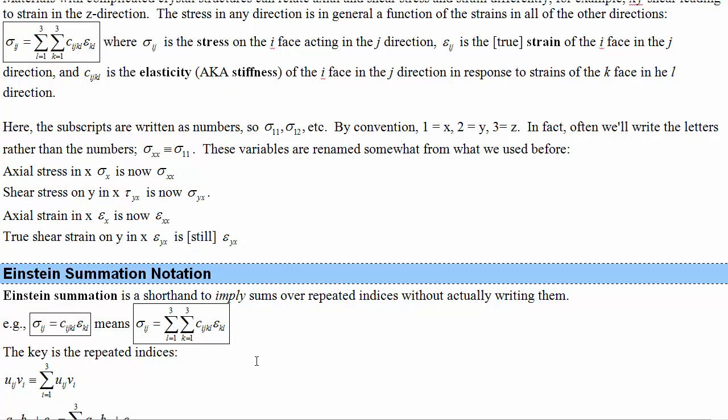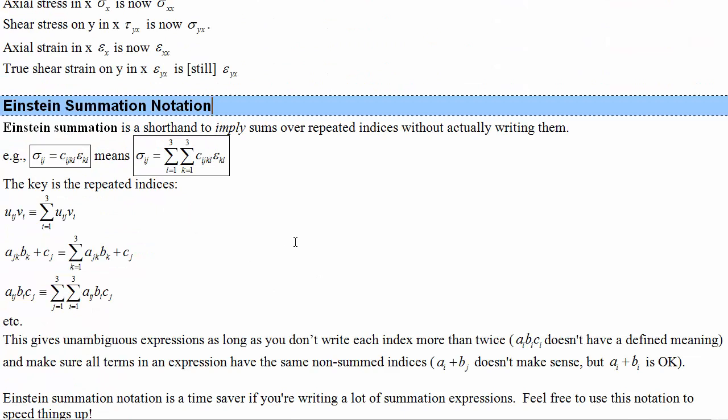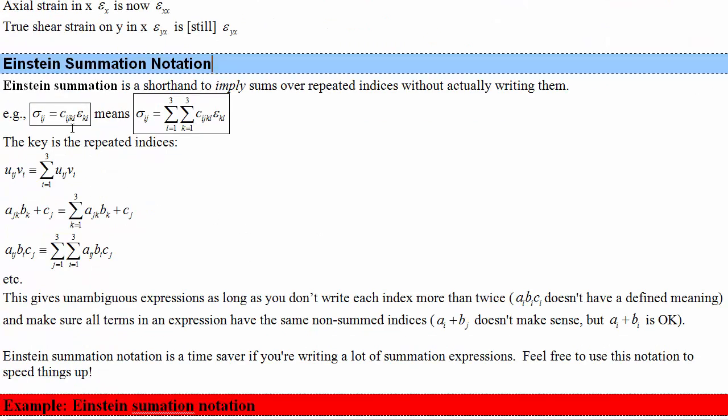Whenever you've got double sums like this, or a lot of sums, it's useful to use a shorthand called Einstein summation notation. Here we define sigma_ij = C_ijkl epsilon_kl to mean the version with the sums. So the key is the repeated indices. See how we've got this kl multiplied by this other term kl? Since there's a k in this term and a k in this term, but no k on the left, what this means is we're implying a sum over all of the k's. And same thing for l.